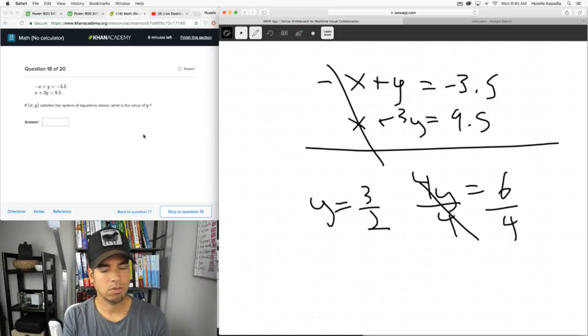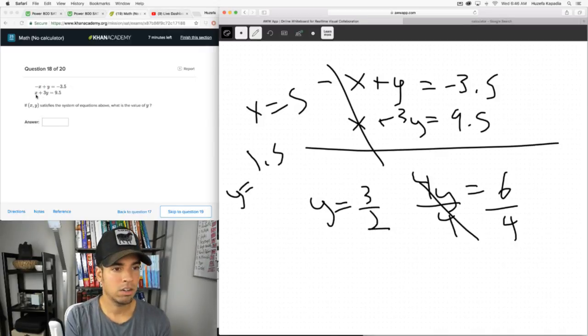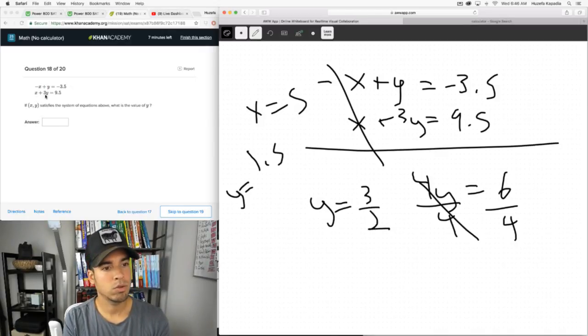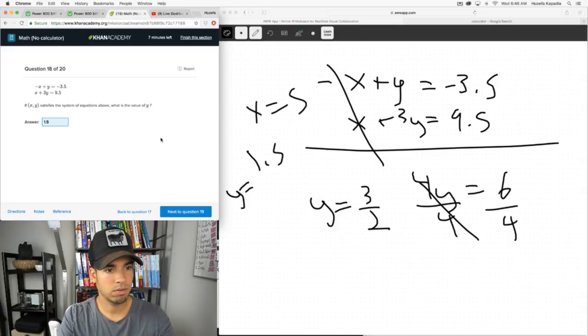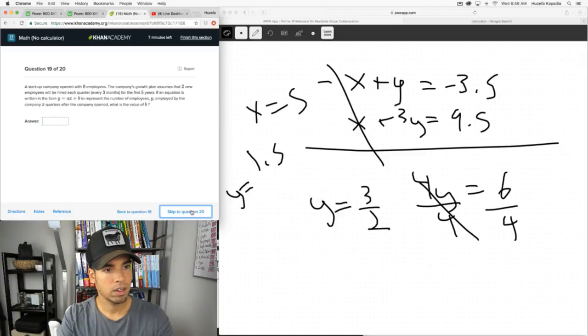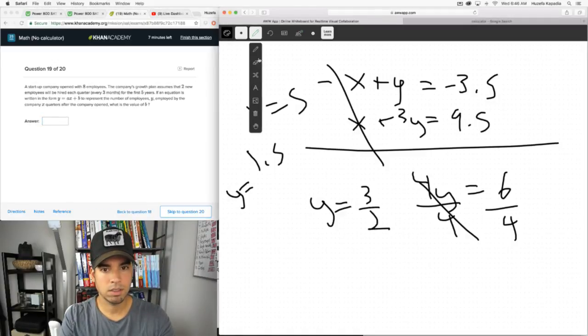And let's just make sure that's right. 3/2, which is 1.5 actually. Let's do it with decimals since this is decimals. 1.5, and that means this should be negative 5. X equals 5. Y equals 1.5. I'm just testing it. And then here, if x equals 5, y equals 1.5 times 3 is 4.5. 4.5 plus 5 is 9.5. So it's right. Y equals 1.5. Right? Yeah. Okay, good. 2 questions left.